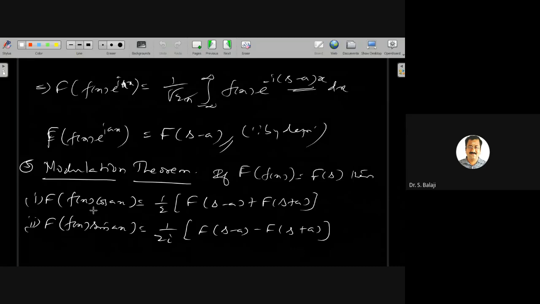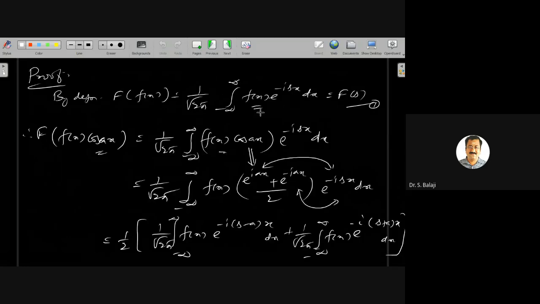Just replace f of x by f of x cos ax. Then write cos ax in exponential form, e power ax plus e power minus ax by 2, and sin ax similarly as e power ax minus e power minus ax by 2. That's the right definition. Replace f of x by f of x cos ax, with e power minus ax, then write cos ax as e power ax plus e power minus ax by 2 in exponential form.